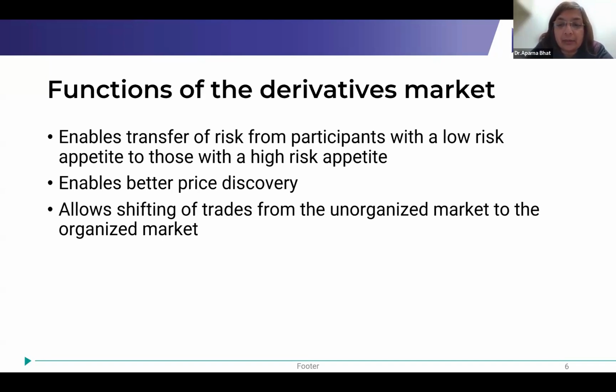organized market. And it's always safe to trade in an organized market. Why? Because, as we are going to see later, there is protection. When you trade in an organized market, you are protected. Nobody can cheat you or commit some default. So the existence of a proper derivatives market allows shifting of trades from the unorganized market to the organized market.